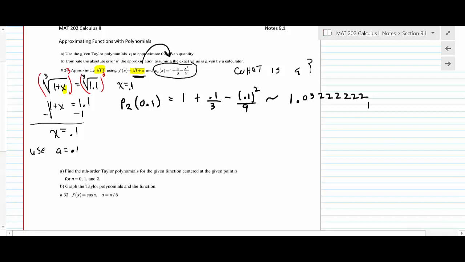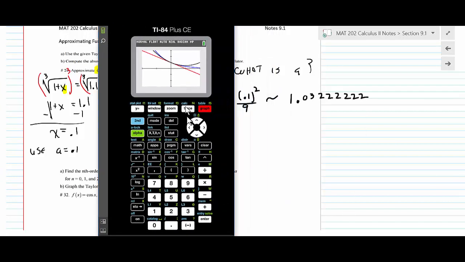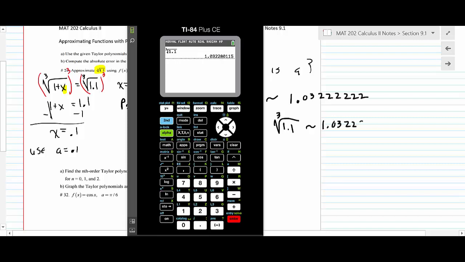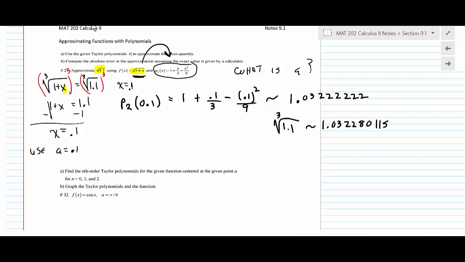Now I'm going to get my calculator out, and look at what the cube root of 1.1 is, since that's what we're approximating. On a TI, if you go to math, cube root is under option 4, so I'm going to put in cube root of 1.1 and compare it to this value right here. The cube root of 1.1 on the calculator is 1.032280115. This is what the Taylor polynomial approximates that at.